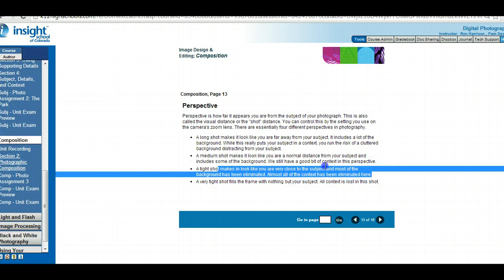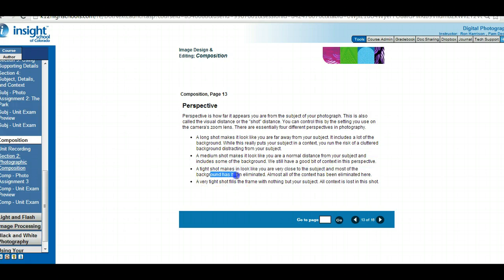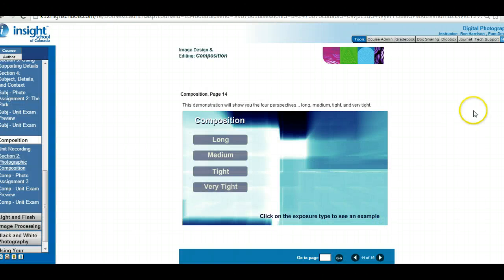Tight shot makes you look like you're very close, most of the background is gone, and you may not have much context in the picture, you may not know like where the picture is taken. And then obviously a very tight shot, a real zoom in, you have no context.